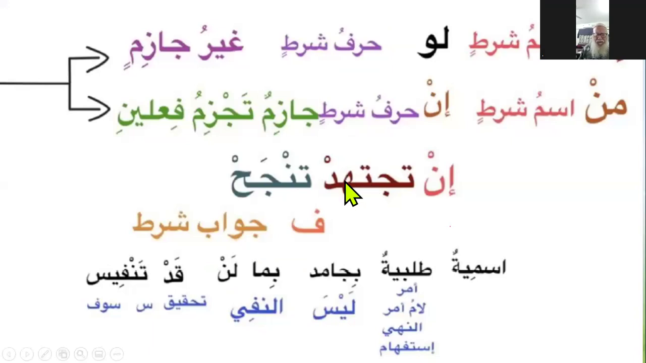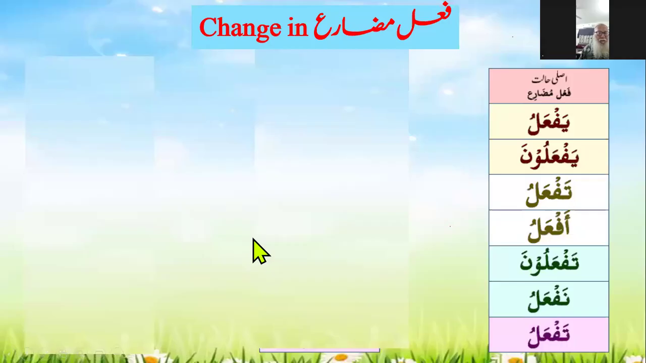And here we saw the 10 reasons for the coming of fa in jawab shart. If the jawab shart is jumla ismiya, if the jawab shart is talabiya, meaning amr, lam amr, nahiya, istifhamiya, or it is coming as laysa, or lan, or ma in the meaning of nafi, or qad coming as tahqiq, or coming with tanfis, meaning sin and so forth. These are the 10 conditions for the coming of fa in the jawab shart.